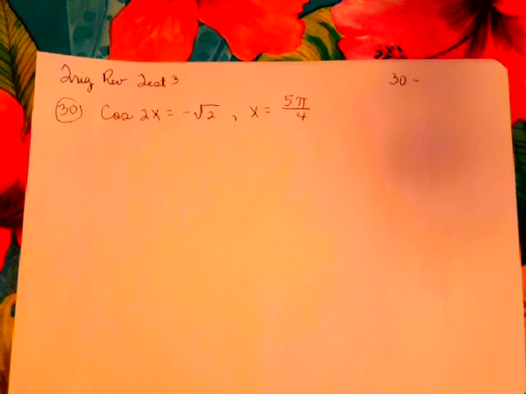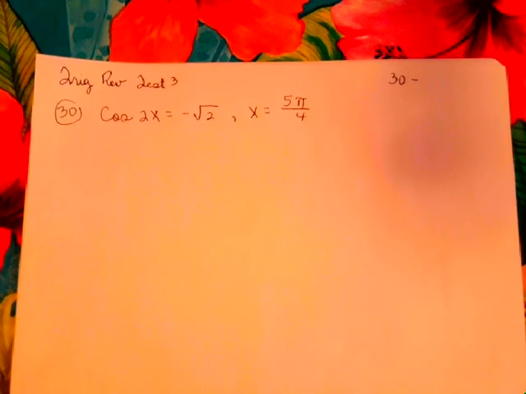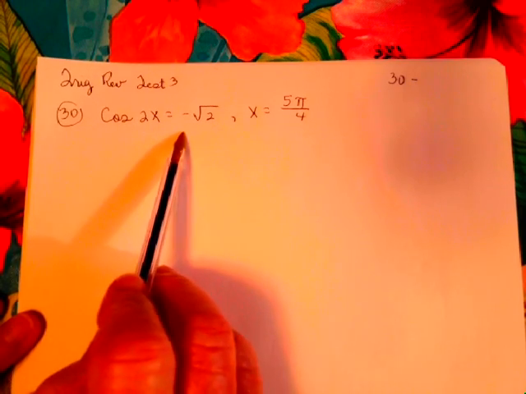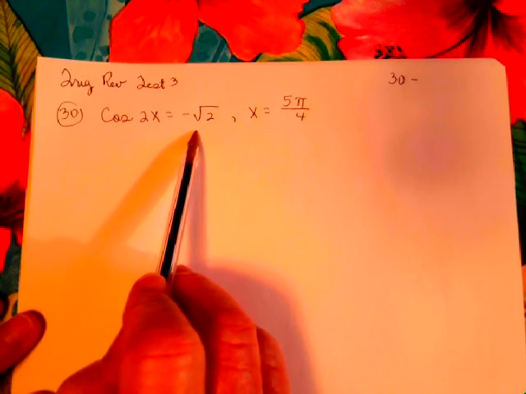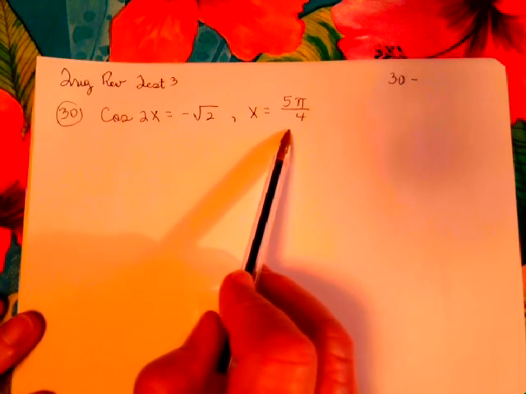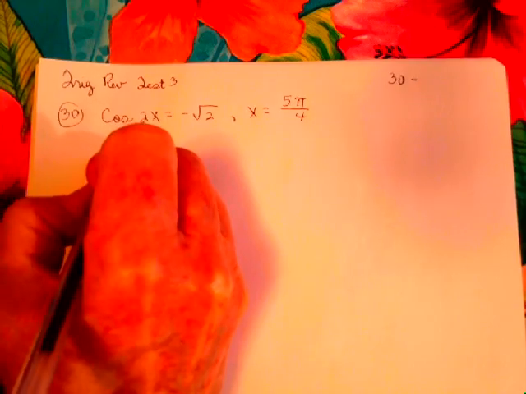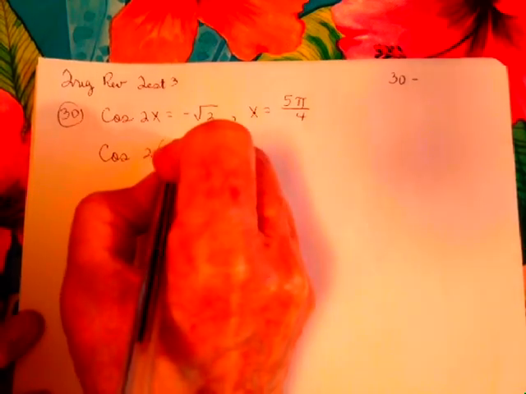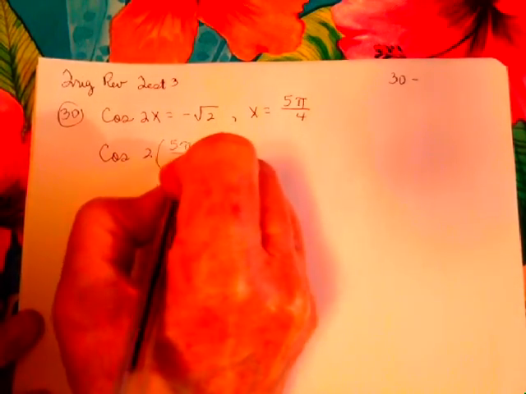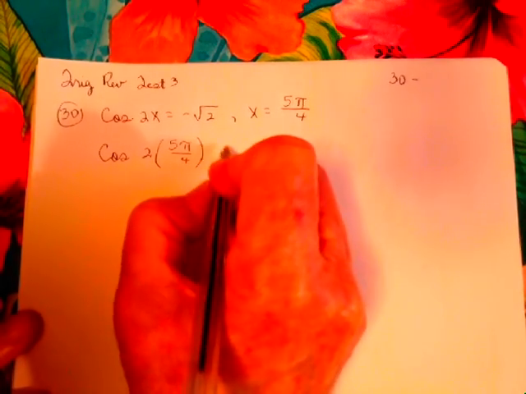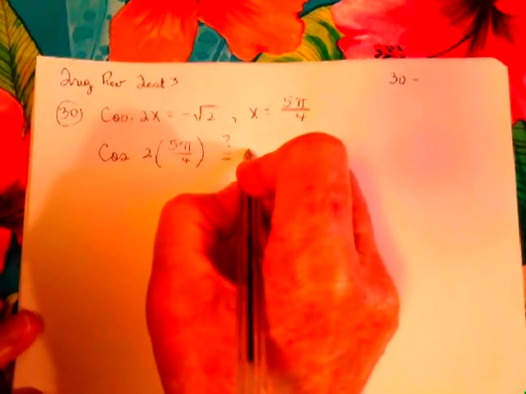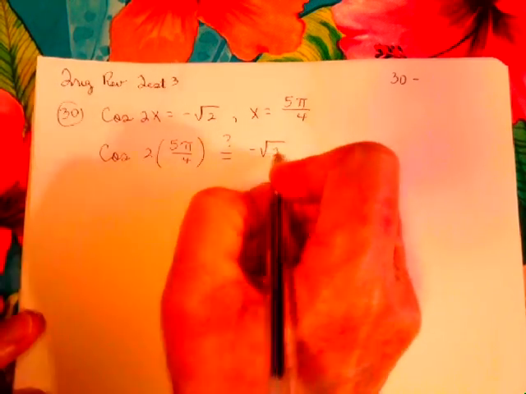Starting with problem 30 on the study guide for trig test 3. This is another one of those problems where it's sort of like true-false. If the cosine of 2x equals the square root of negative 2, can x equal 5 pi over 4? So I'm saying that we can rewrite that as the cosine of 2 times 5 pi over 4. I want to know if that equals negative square root of 2.